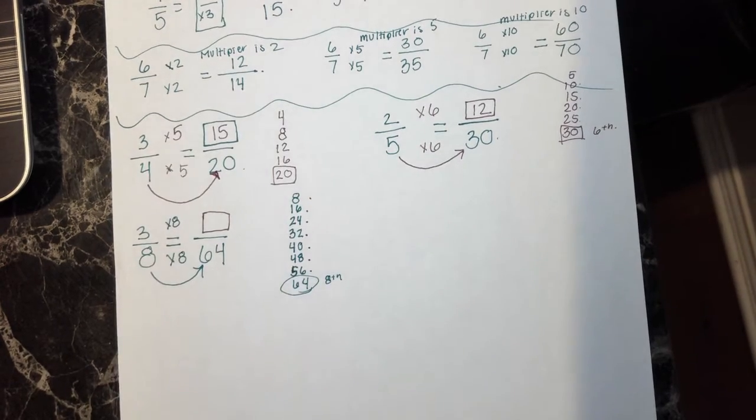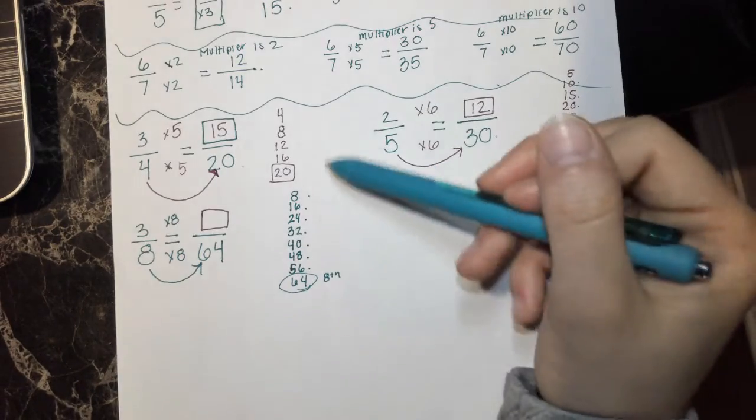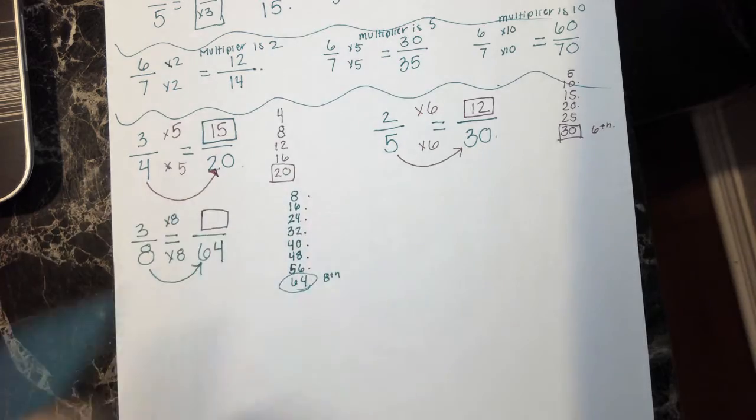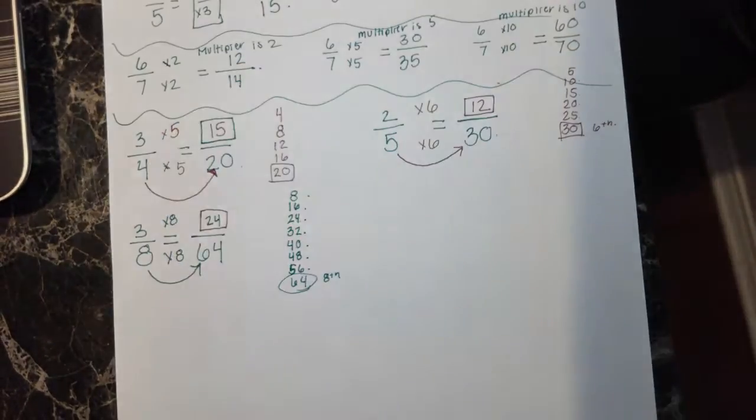Now, if these bigger numbers are a little hard for you, you know that it's 3 times 8. Here's our multiples of 8. So count down 3 numbers, and that would be your answer. Or you can go straight across the top. 3 times 8, and you should have gotten 24.